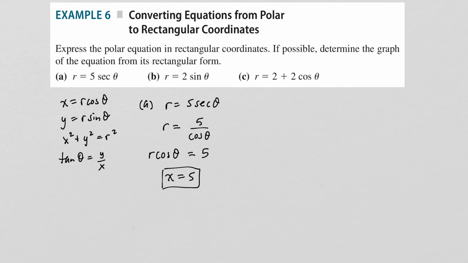And of course, we could graph this. This would just be a vertical line at x equals 5. I'll leave the graphing as an exercise. In part B, we have r equals 2 times the sine of theta.